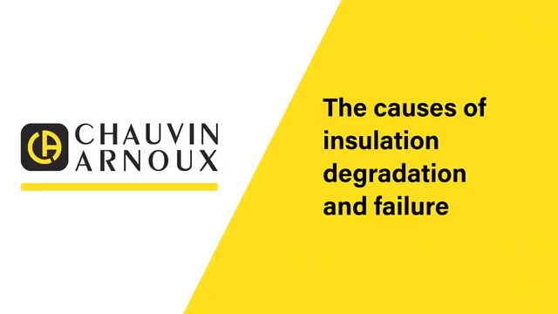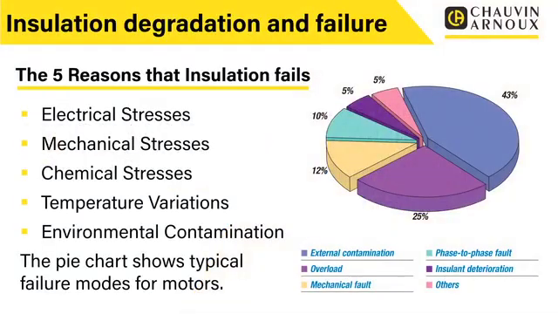So now let's take a closer look at the causes of insulation degradation and failure. There are 5 key reasons that insulation fails. In fact, there are probably more than 5 reasons, but all of them can be broken down into these 5 topics. So all of the reasons will fit under one of these 5 groups. The first is electrical stresses, and these mainly come in the form of overvoltages, so voltage surges and spikes, or undervoltages, so this is things like voltage dips.